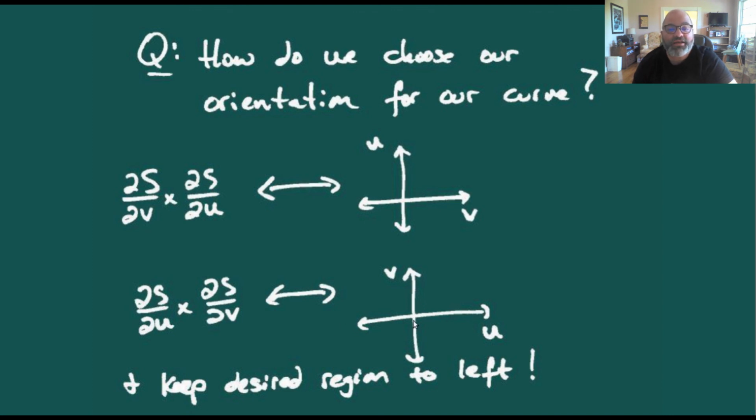So if we orient our axes correctly and keep our desired region, the region for our surface in our parameter space, to the left, that will guarantee that we've got the right orientation for our curve, so that we can go back and forth however we want to compute with Stokes' theorem.